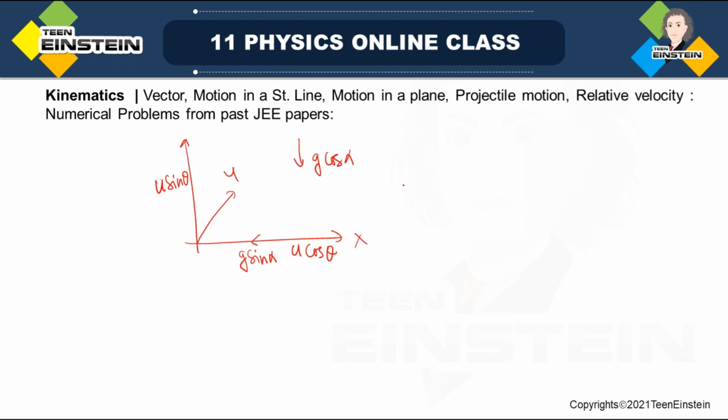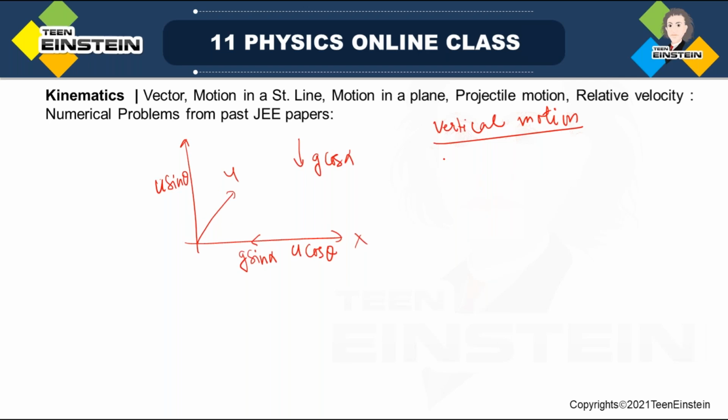Now we'll do the derivations as usual. We have to find the time of flight. How to do that? First you find the time it takes to reach the maximum height. That can be found by considering only the vertical motion. If we consider the vertical motion, then look at what happens.